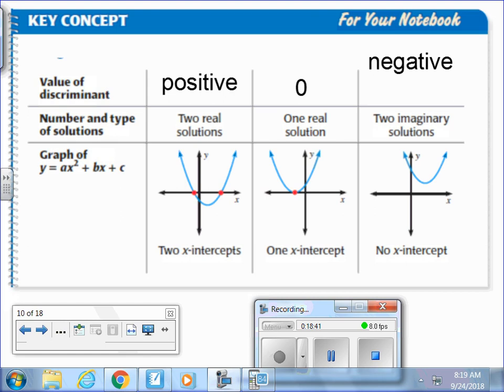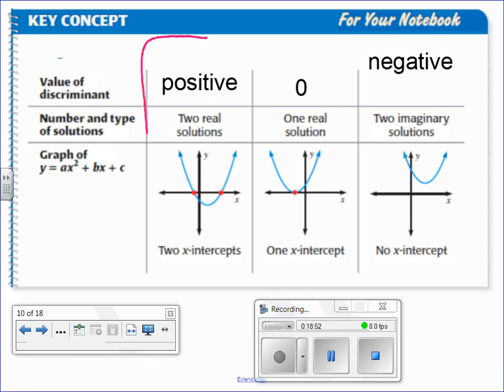So this chart kind of describes what it tells you about the discriminant. If the discriminant is positive, there's 2 real solutions. I definitely want you to write down that part of the chart. I don't need you copying the whole chart, but you need to know that if the discriminant is positive, there's 2 real solutions. Visually, it'd look like this. I don't feel like you need to write that part down.